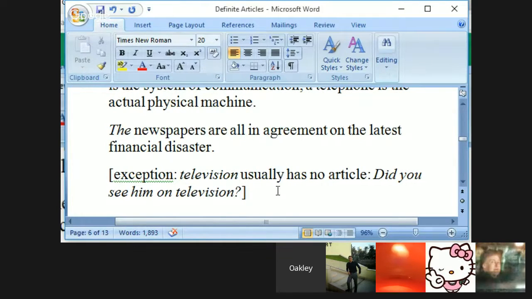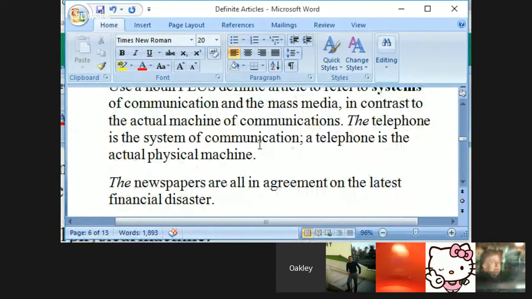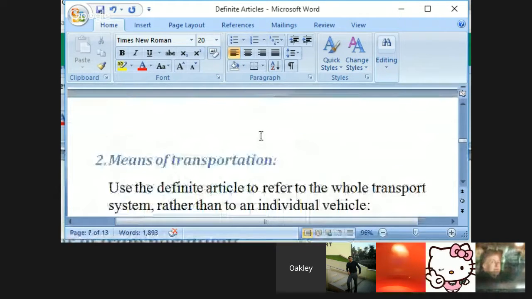Another maybe exception is film. If we're talking about film as a mass media, film is an important form of entertainment. But notice when we say movies, we say the movies. I went to the movies last night. We do use the, and that's basically mass media. So that's another possible exception.